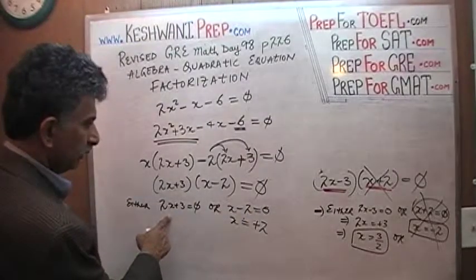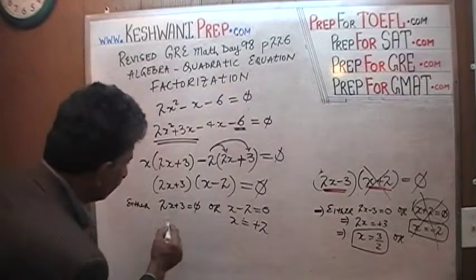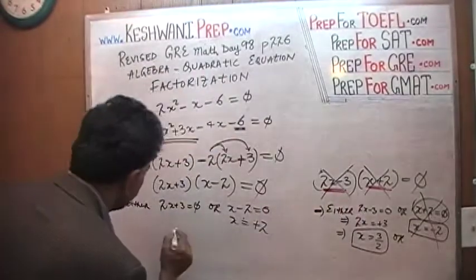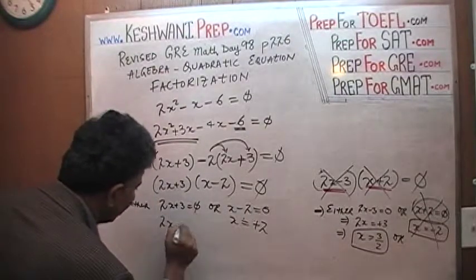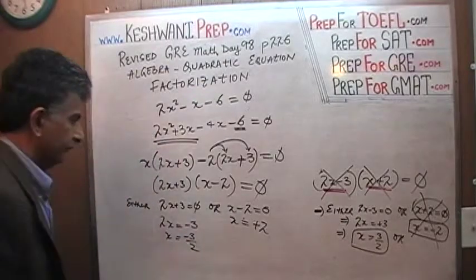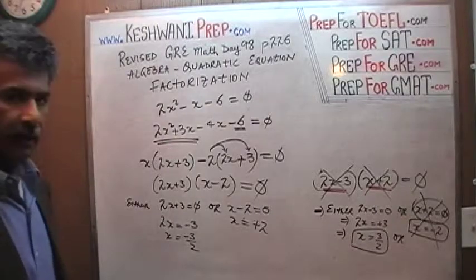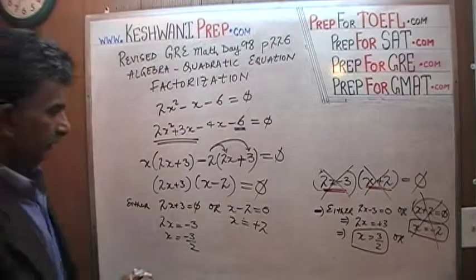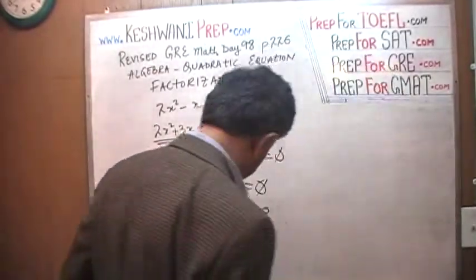This part is also wrong. 2x plus 3 equals 0, then 2x equals negative 3, x equals negative 3 halves. Our roots are negative 3 halves and a positive 2. Let's carry on. Let's verify it.